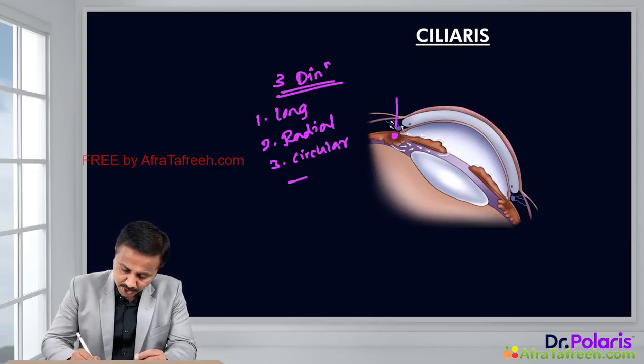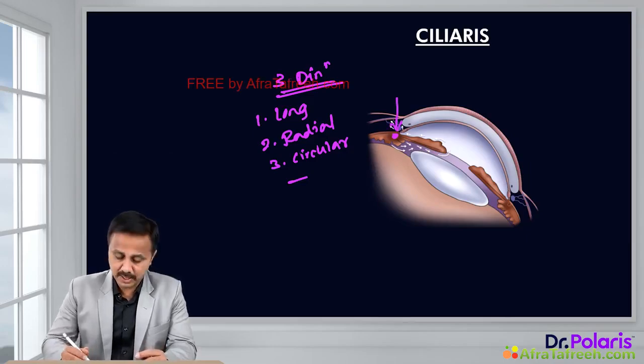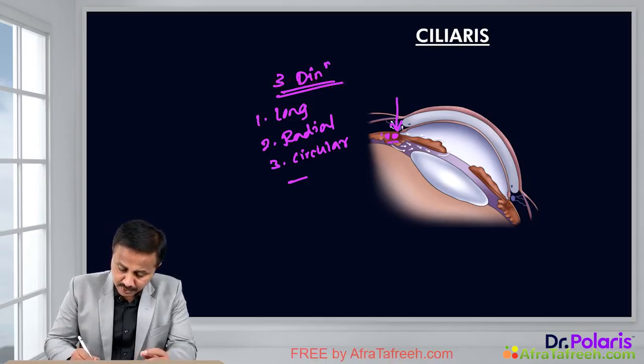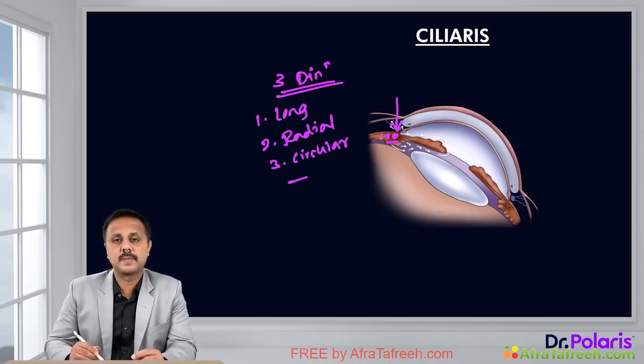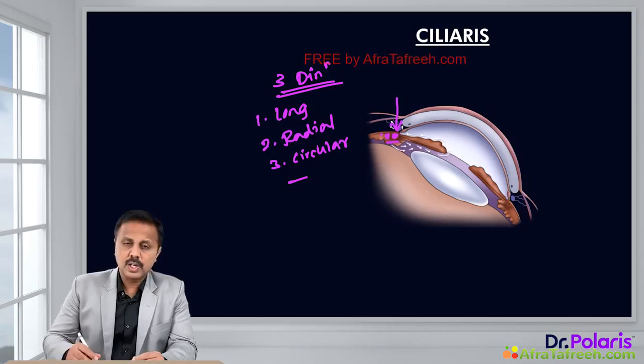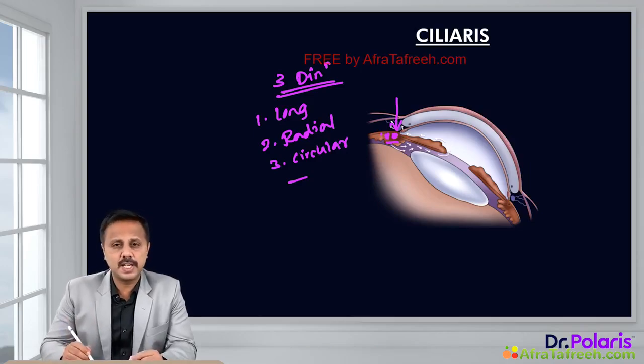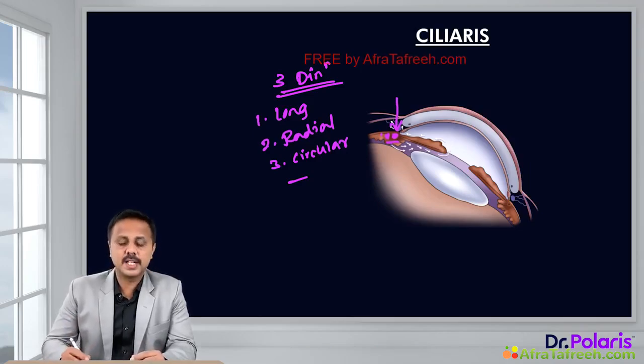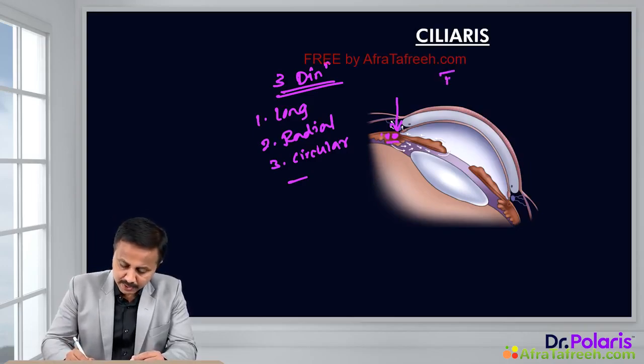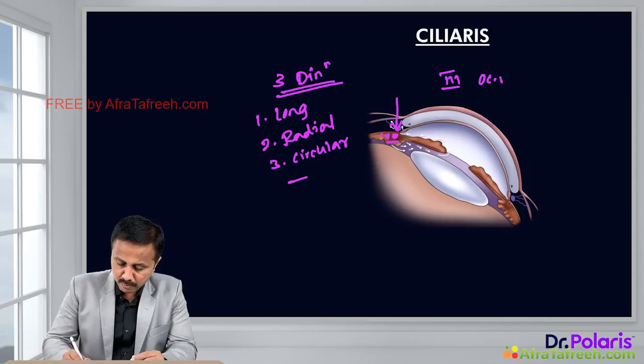So, what I showed here, let's say this is the longitudinal bundle, and then we have, let's say, the radial bundle, and then finally we have the circular muscle fiber. But all of them are present within the ciliary body. What about the innervation and actions of ciliaris? Remember, ciliaris is innervated by the third cranial nerve, or oculomotor nerve, and this is also innervated by parasympathetic fibers.